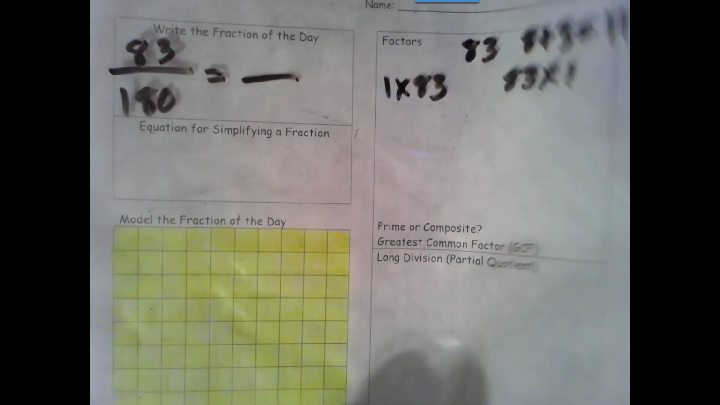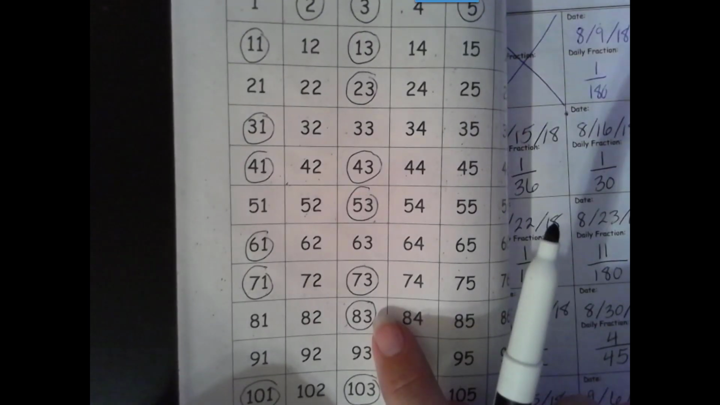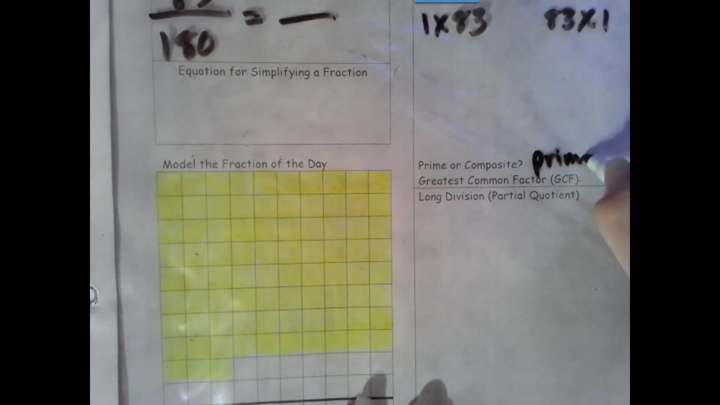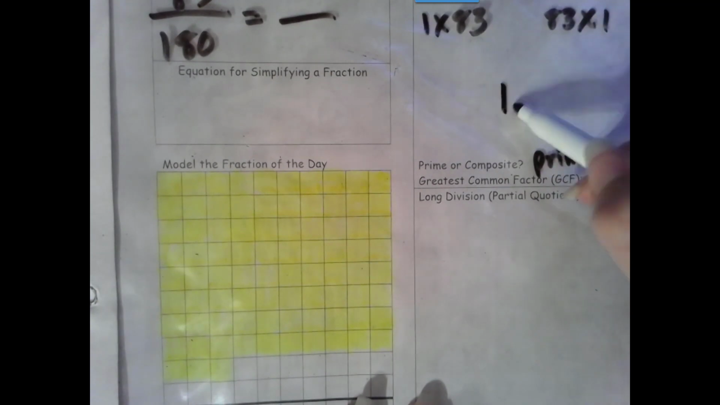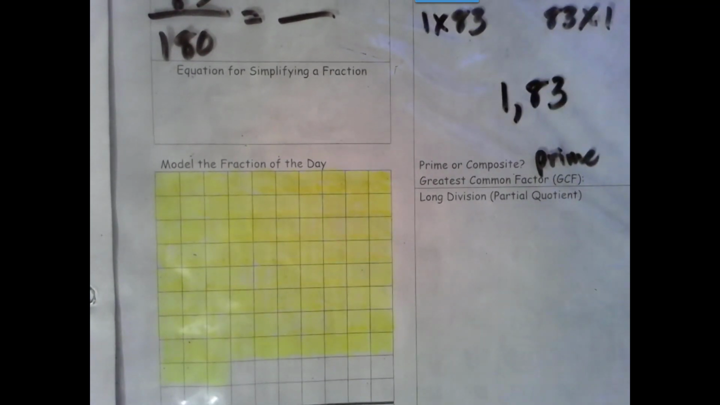I'm going to check to see if 83 may be prime. Yes, it is. If it is prime, then it has exactly 2 factors, 1 and the number itself. That is it. So we need to figure out if 83 may be a common factor. If not, then 1 is our greatest common factor.